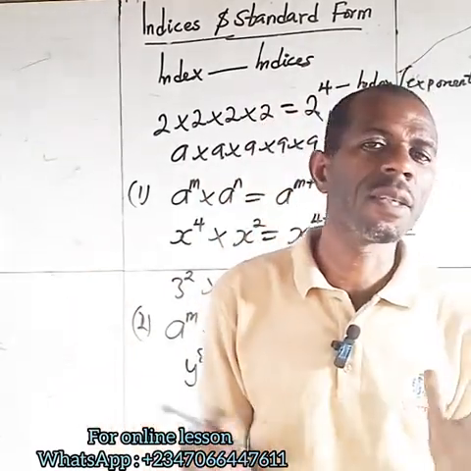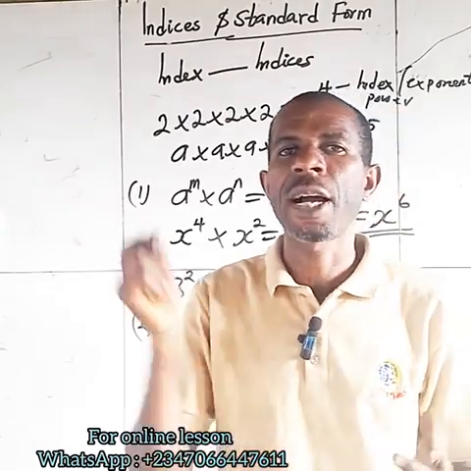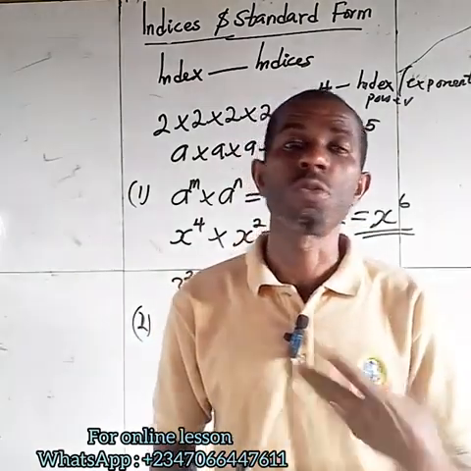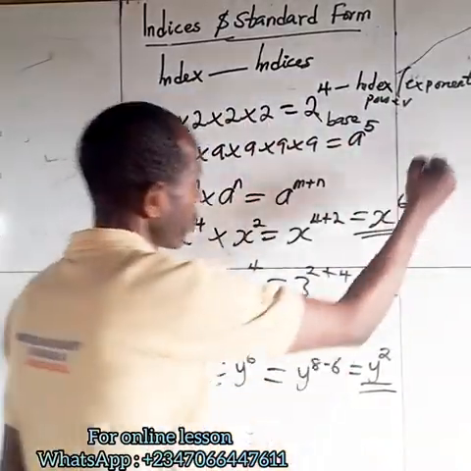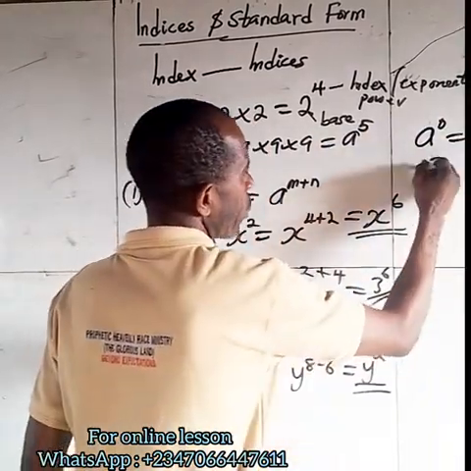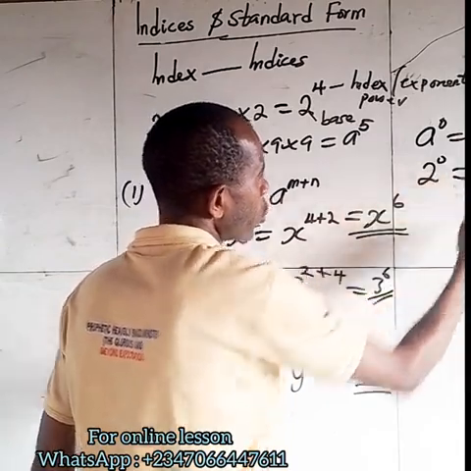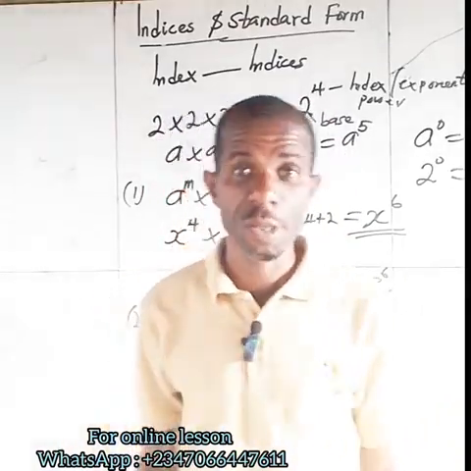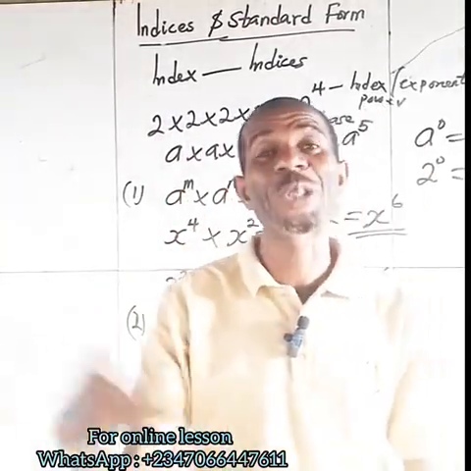So whatever thing it may be, any term, whether alphabet or numeric, it gives you 1. So if I have A to 0, it must give us 1. If I have 2 to 0, it will give us 1. Even human being raised to 0 is 1. Yes, even that car you are driving raised to 0 is 1.